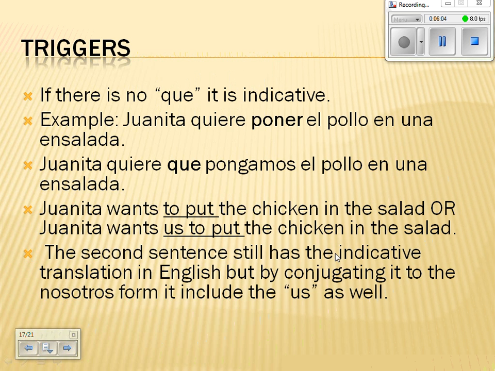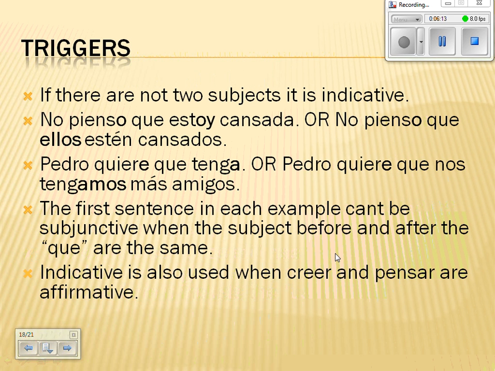The second sentence still has the indicative translation in English, but by conjugating it to the nosotros form, it includes the us as well. If there are not two subjects, it's indicative. One example is, no pienso que estoy cansada, or no pienso que ellos estén cansados. The first sentence can't be subjunctive when the subjects before and after the que are the same.